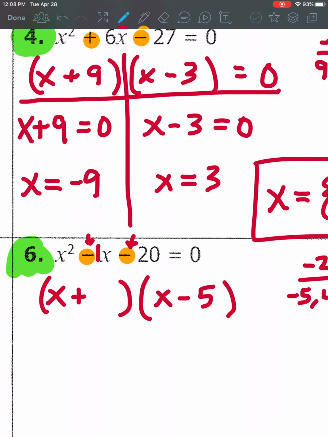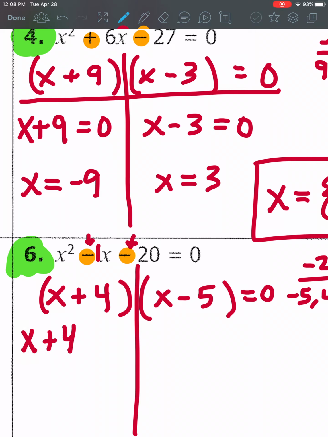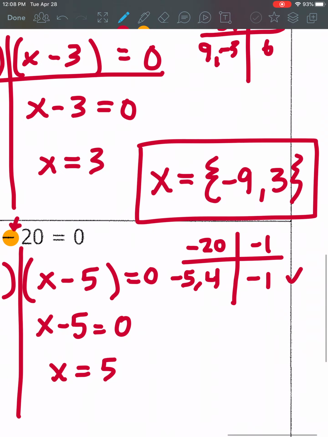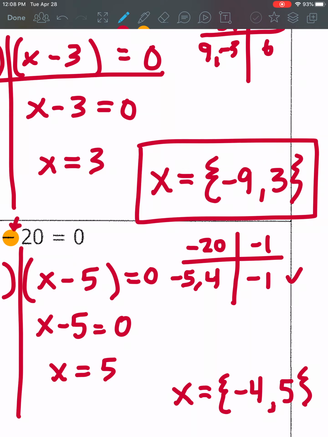So x minus 5, x plus 4, and then we set both of those equal to 0. Again, I'm going to double check. X squared minus 5x plus 4x, that works. And then 4 times -5 is -20. So x plus 4 equals 0. X minus 5 equals 0. So x is -4 and x is 5. And I'll write it with my squiggly parentheses. And there we go.